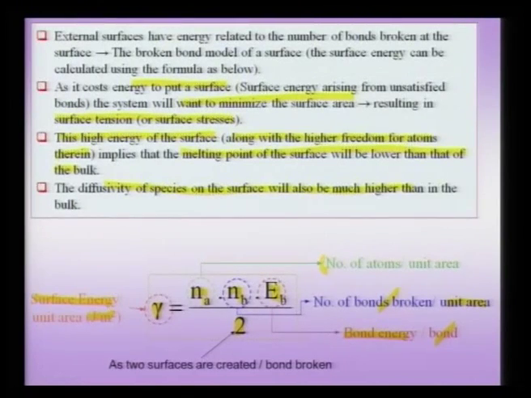So, we have a formula for the energy, and this formula has 3 terms to it: the number of atoms per unit area, the number of bonds broken per unit area, and the bond energy per bond.